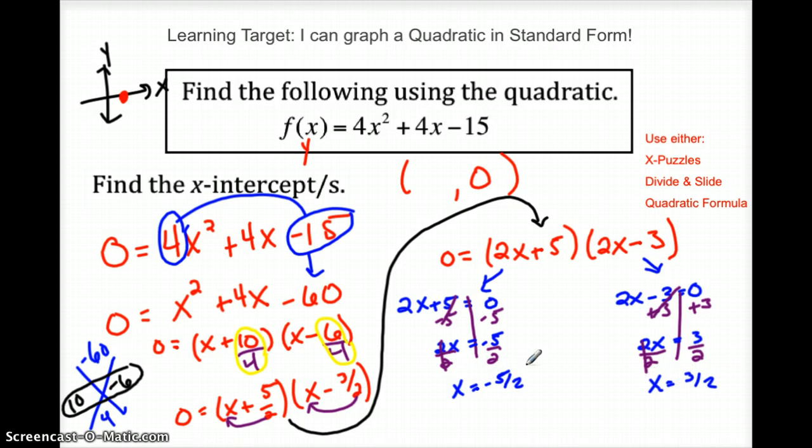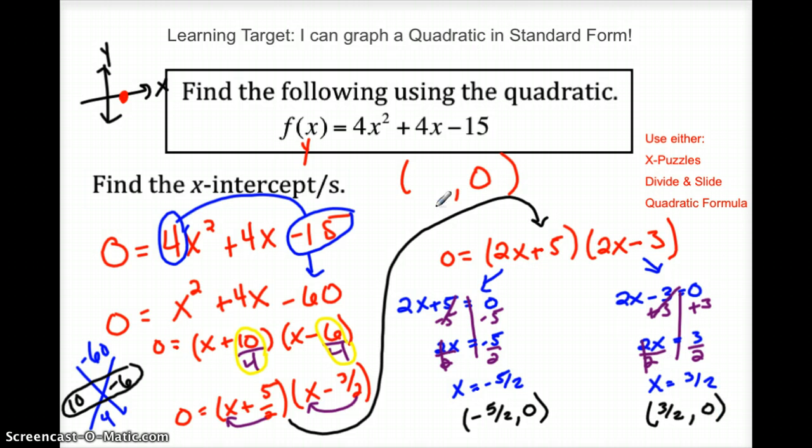Okay, so what are these values? These give us points. Remember, we're graphing, so we want coordinate points. So these give me 2 points: negative 5/2, 0, and 3/2, 0.